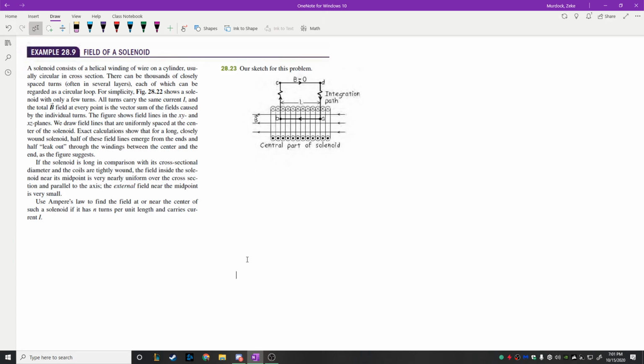We're going to find the field of a solenoid. This is something that's going to be very, very useful to you. And what we basically want to prove is that the magnetic field for a solenoid is given by mu naught times the number of turns per unit length. That's what we want to prove. Now, what is a solenoid?